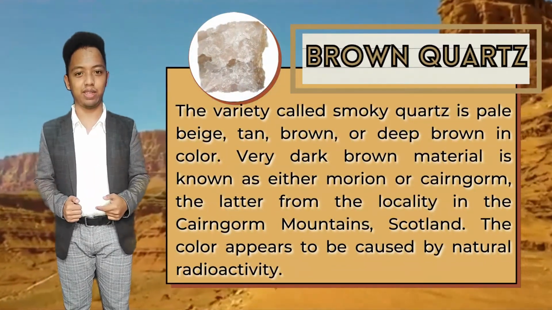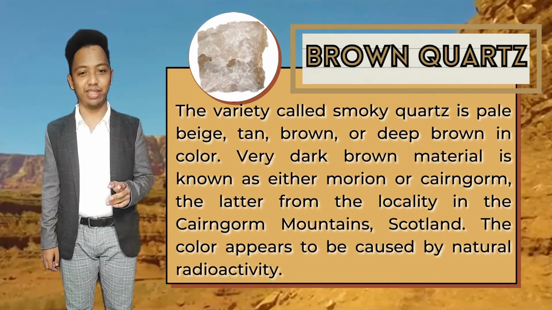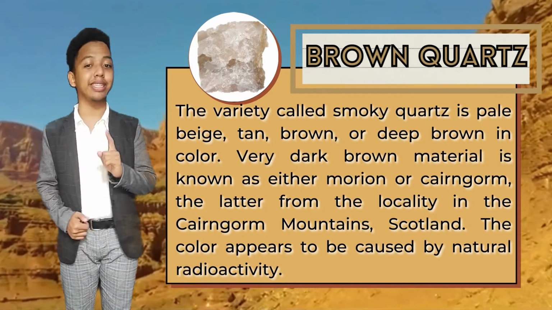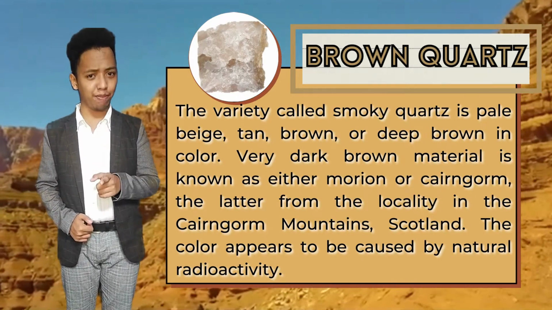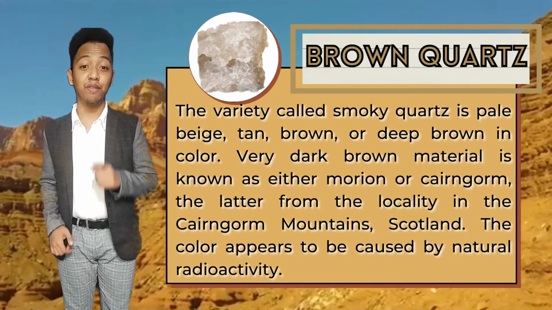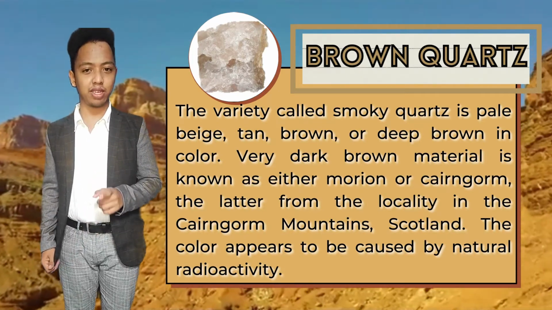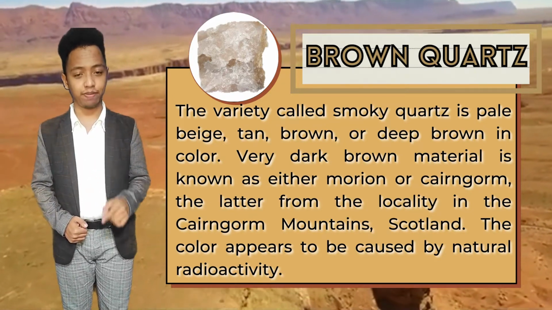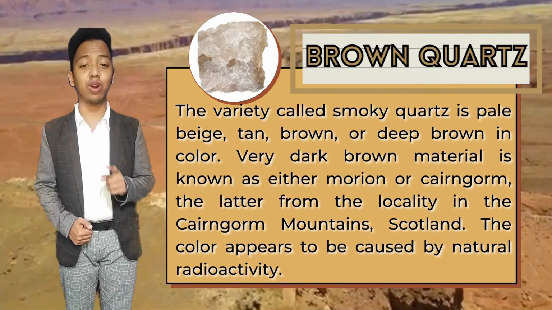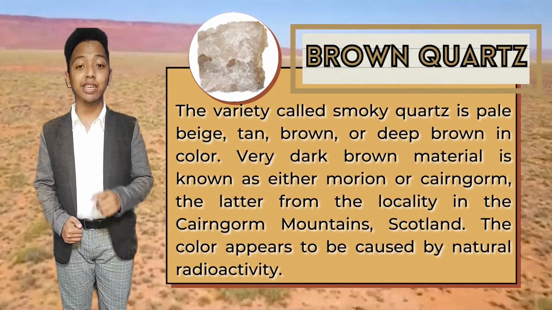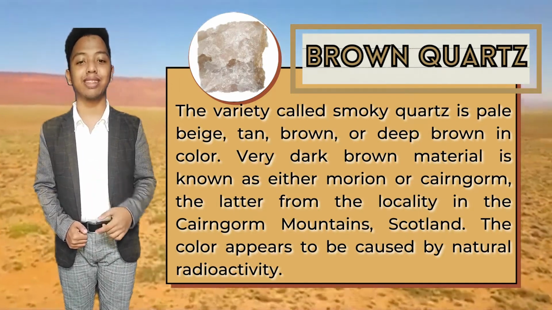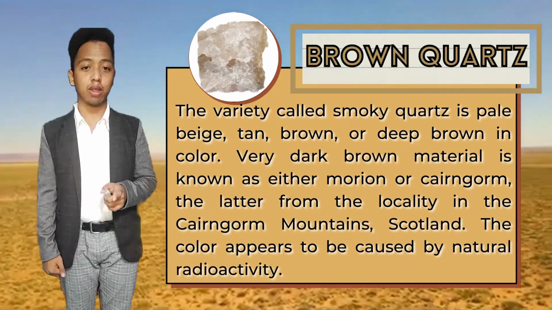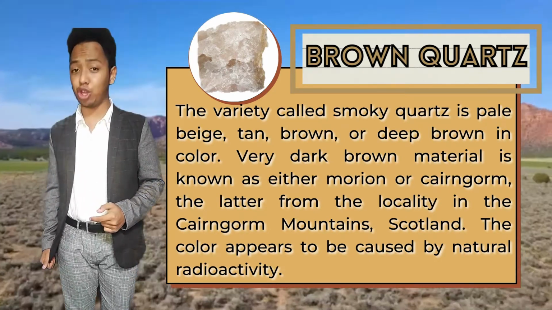Brown quartz. The variety smoky quartz is pale beige, tan, brown, or deep brown in color. Very dark brown material is known as either morion or cairngorm. The latter is from the locality in the Cairngorm Mountains, Scotland. The color appears to be caused by natural radioactivity.